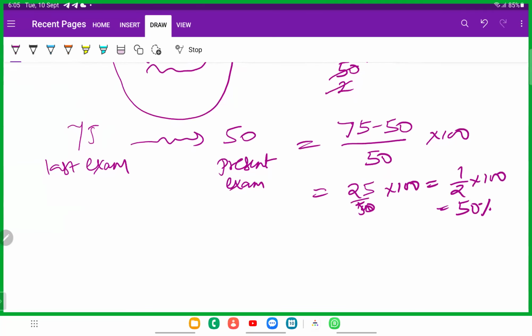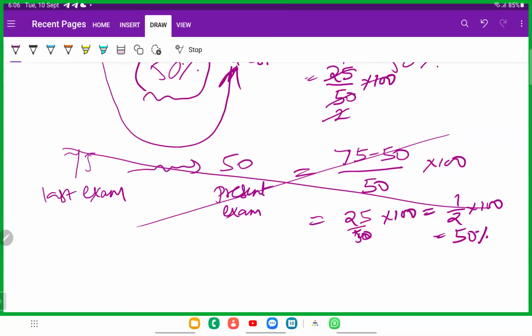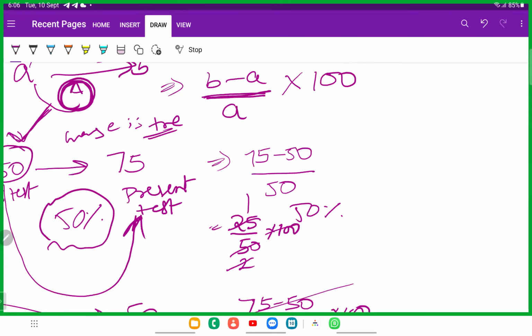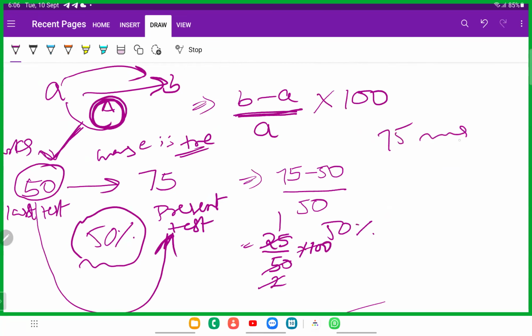Or else, if you find this difficult to do and understand, you can go with a similar process. 75 is the initial mark, 50 is the present mark. So you are comparing 50 minus 75. With which quantity are you comparing here? You are comparing with the previous quantity. As I said, you have to take the previous quantity, so here you will be taking 75.